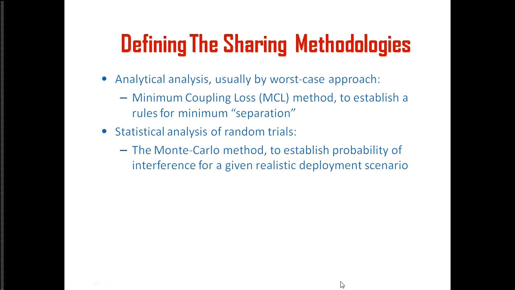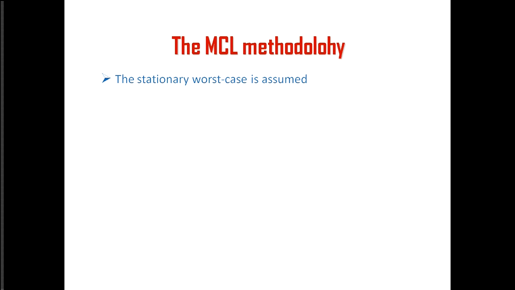So when we come to the sharing methodology, we usually have two methods: the minimum coupling loss and the Monte Carlo. The minimum coupling loss usually tackles the worst-case scenario, meaning you have only two fixed positions, but this will not give you the real value and the real situation of the interference. Whereas with Monte Carlo, you can randomize up to 20,000 snapshots. The more snapshots you have, the more accurate your probability of interference.